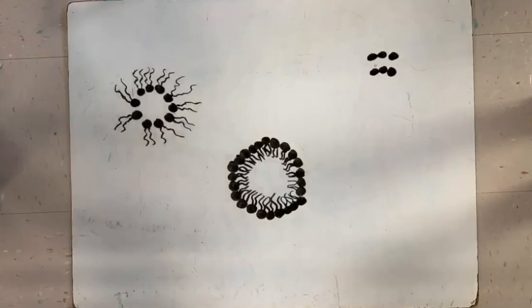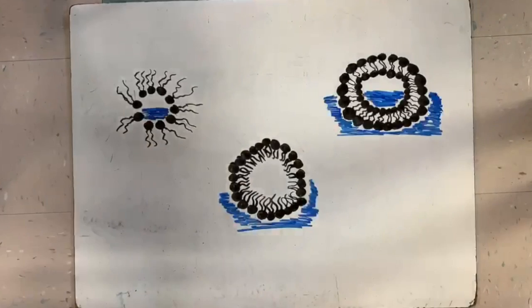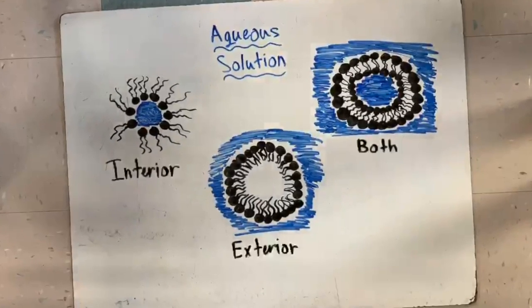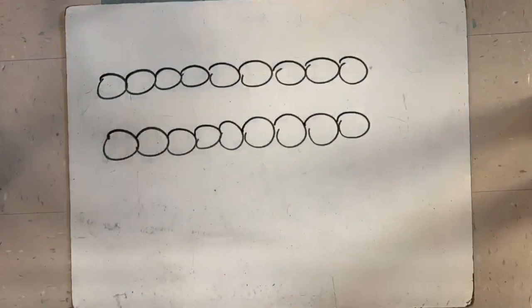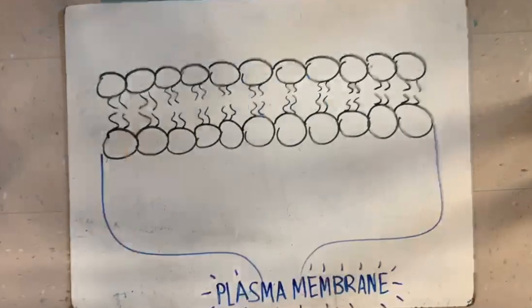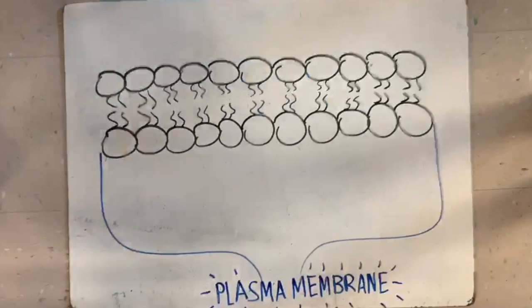Phospholipids can be oriented in three different ways when exposed to an aqueous environment. The hydrophilic head will always be exposed to the solution while shielding the hydrophobic tail from exposure. Here we see a lipid bilayer, also known as the plasma membrane of a cell. Its role is to control what is able to exit and enter the cell.